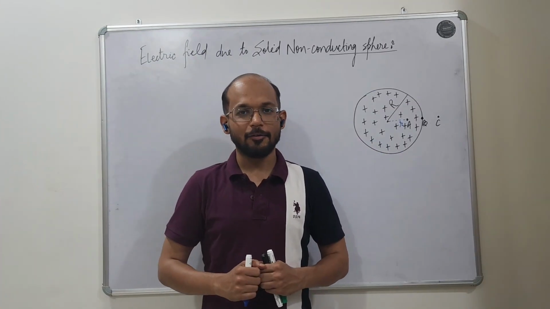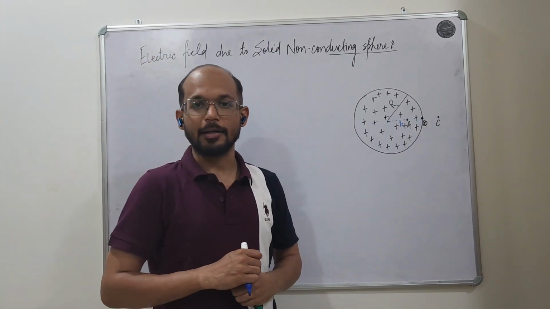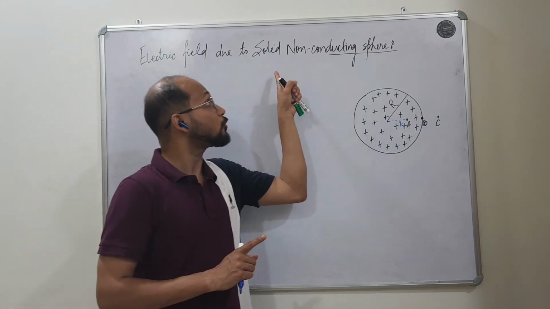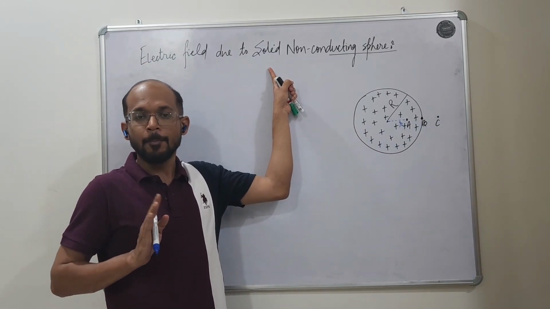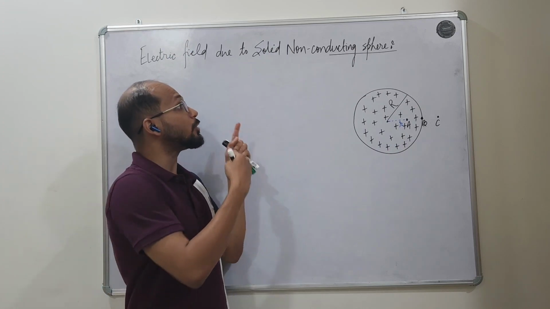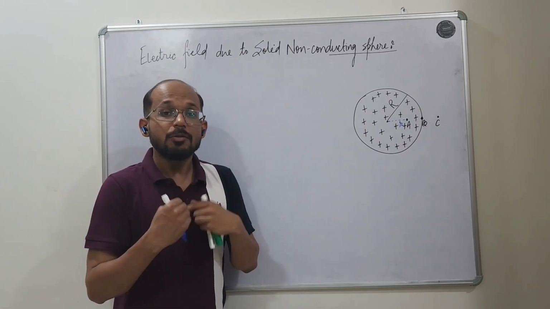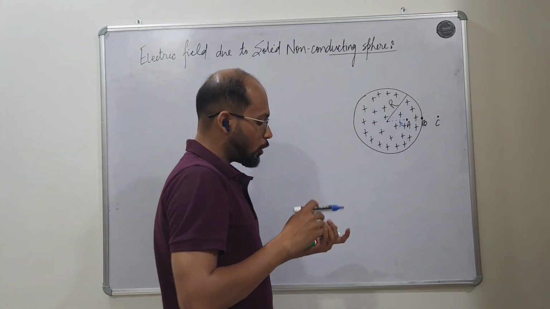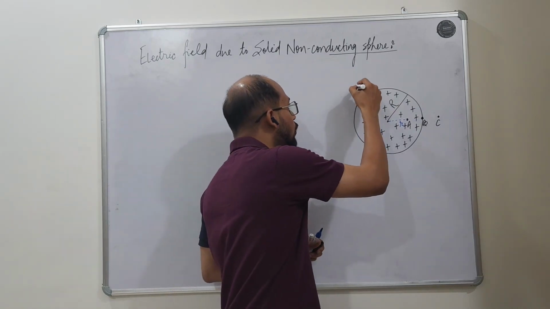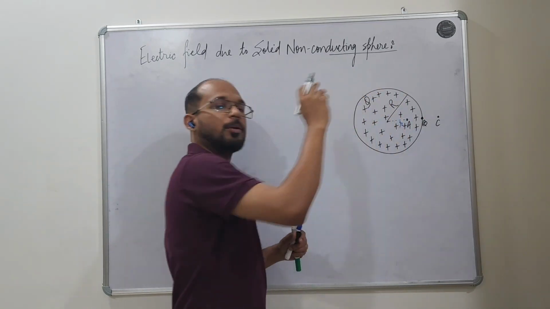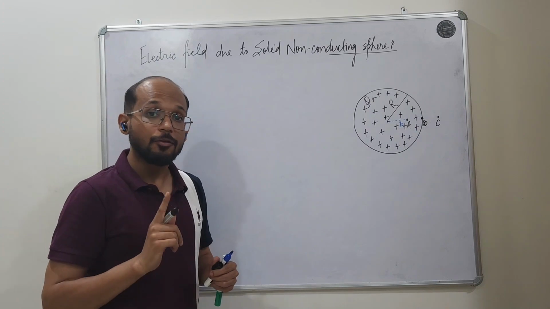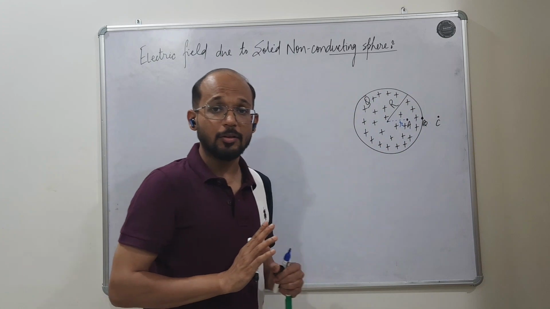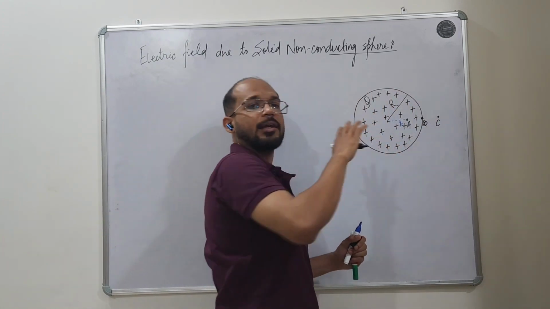Now we have to find the electric field due to a solid non-conducting sphere. As I have already told you, it is a solid non-conducting sphere. It is a solid sphere, that means it is not empty from inside. So whatever charge we give to the solid non-conducting sphere, the charge will be distributed throughout the volume of the sphere. So here we have given the charge Q to this sphere, and this charge Q will be distributed throughout the volume of the sphere. Now we have to find the electric field at point A, which is inside the sphere, at point B, which is on the surface of the sphere, and at point C, which is outside the sphere.